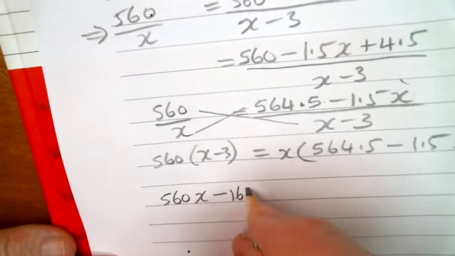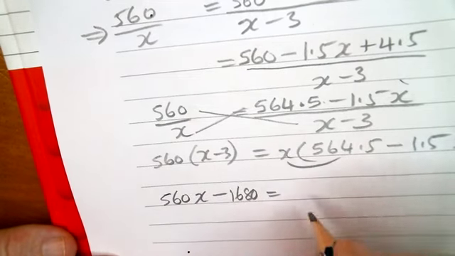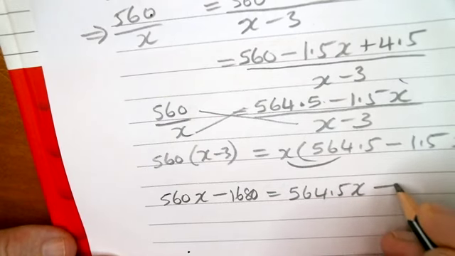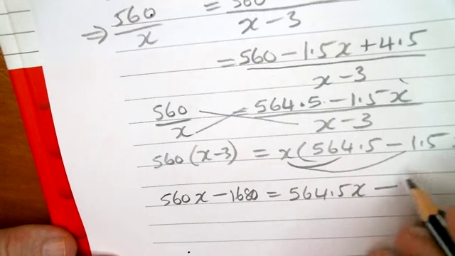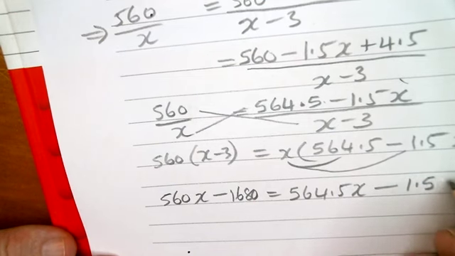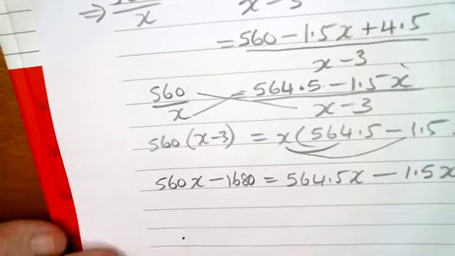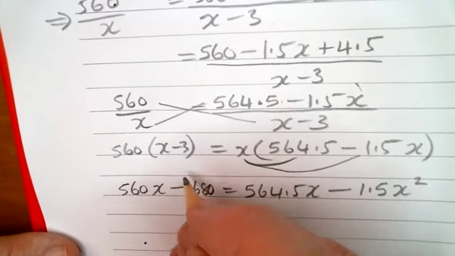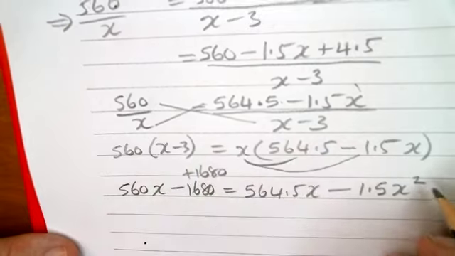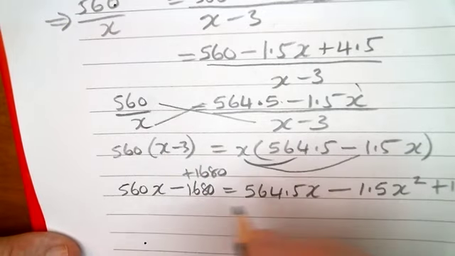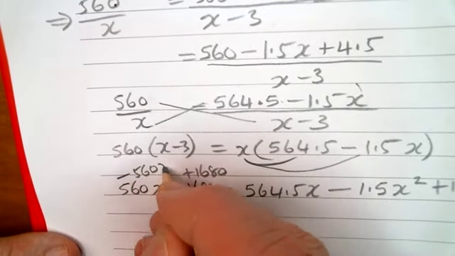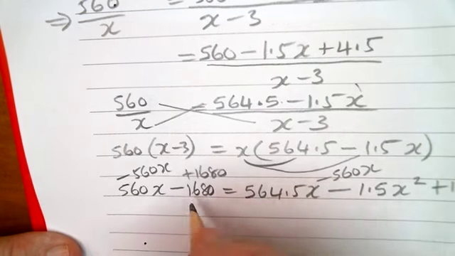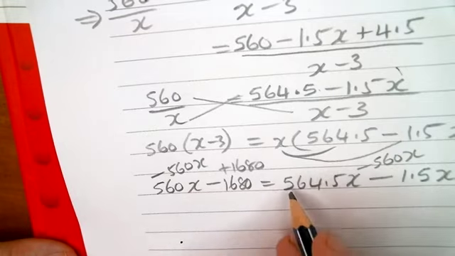Minus 1680 is equal to x times 564.5x minus 1.5x squared. Okay, let's collect like terms a little bit by adding 1680 to both sides, so plus 1680. And I'm going to subtract 560x off both sides, minus 560x. So the whole thing now is going to equal 0. So here it all is.